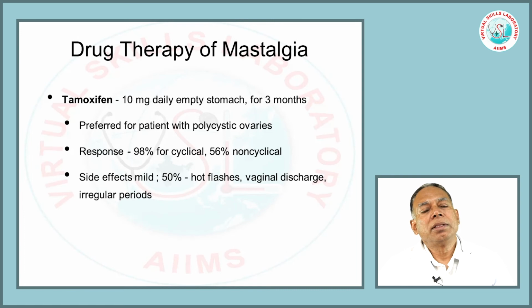So, another drug to use in women with mastalgia is Tamoxifen. It is used in half the cancer dosage, that is 10 milligram daily, empty stomach preferably, for a period of 2 to 3 months. If women have polycystic ovaries, then this is the preferred line of treatment, because Centchroman cannot be used in women who have polycystic ovarian syndrome.